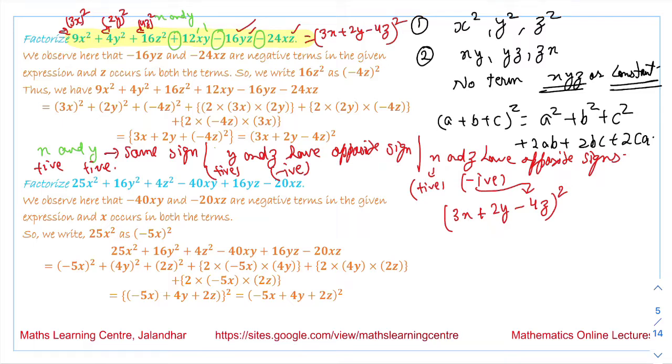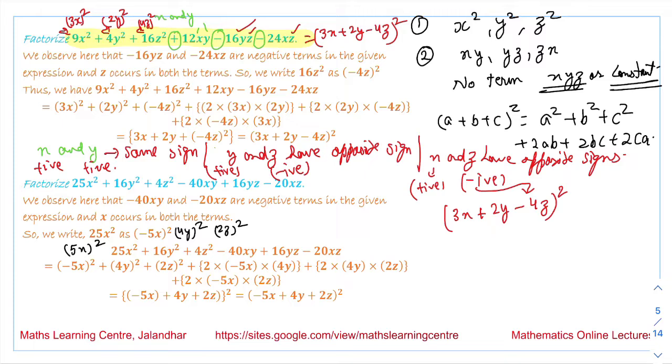Now the things will become more clear to you with the next example. In the next example, we are having 25x square. 25x square means it is 5x whole square. Next it is 16y square. 16y square means 4y whole square, and 4z square means it is 2z whole square. Next term is minus 40xy plus 16yz minus 20xz.